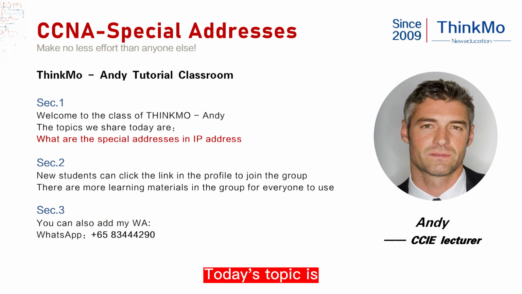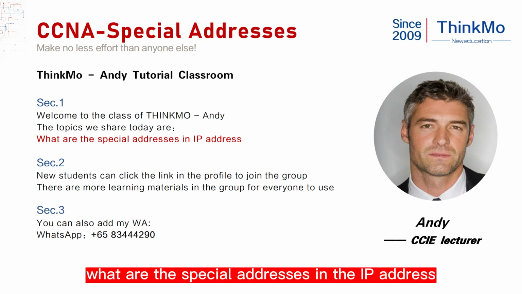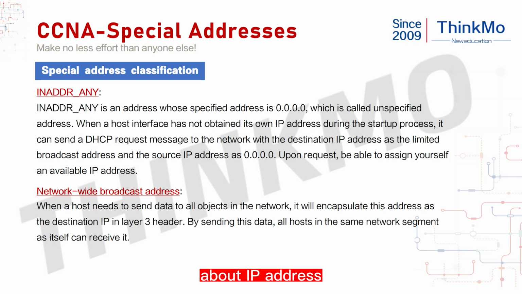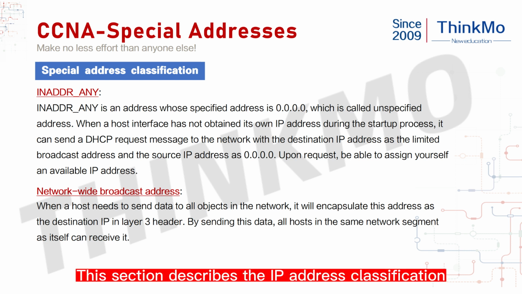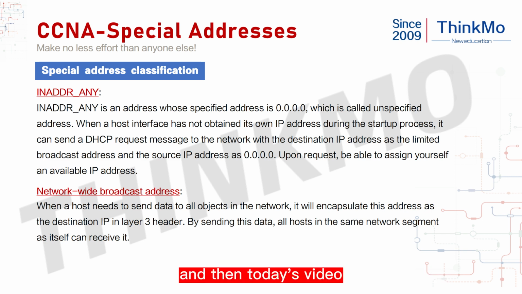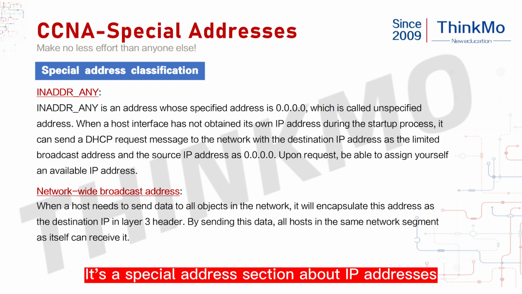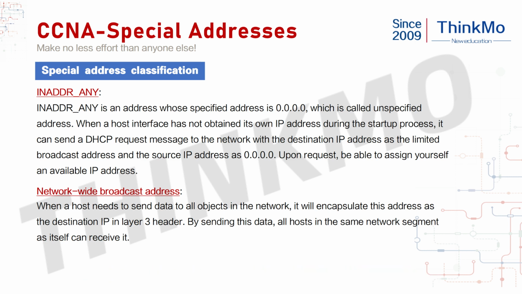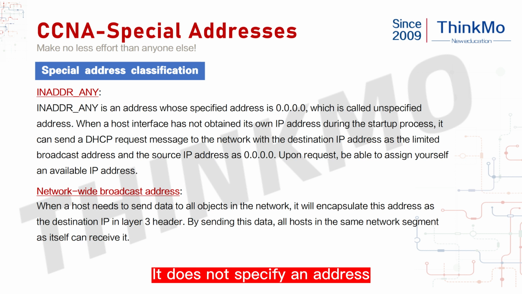Today's topic is: what are the special addresses in the IP address? About IP address. We saw that in the last video. There are specific concerns. This section described the IP address classification. And then today's video is the special address section about IP addresses. The special address section starts with 4 zeros. Let's call it the any address, also called the unspecified address. It does not specify an address.